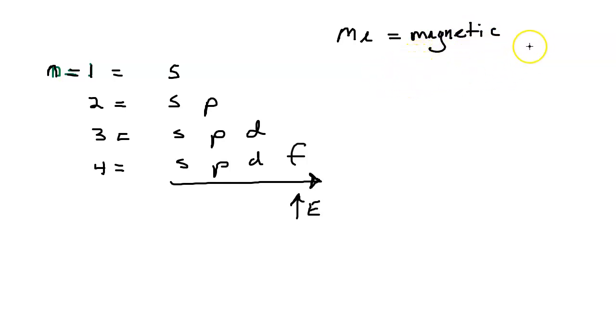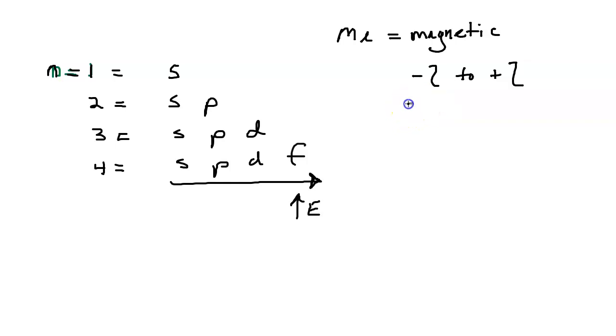So we know that n can be any number 1 through 7 and infinity. We know that L is 0 to n minus 1. M sub L's rule is negative L to positive L. And what the magnetic quantum number tells me is how many of the same type of orbitals. So it tells me how many of the different versions of the same type.